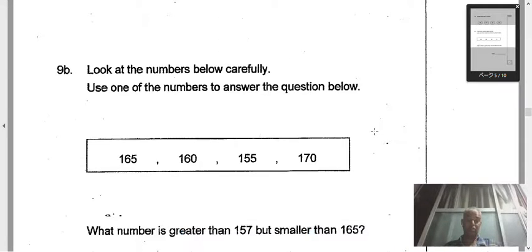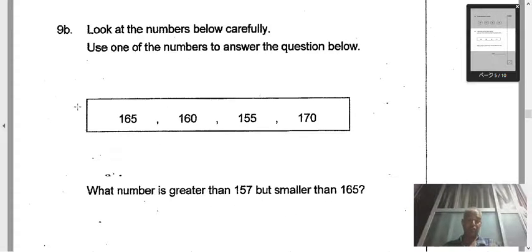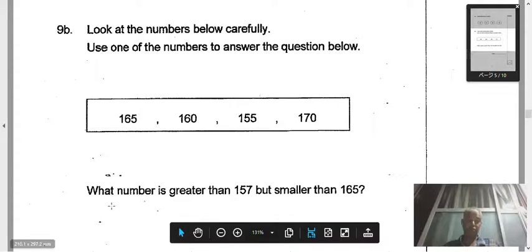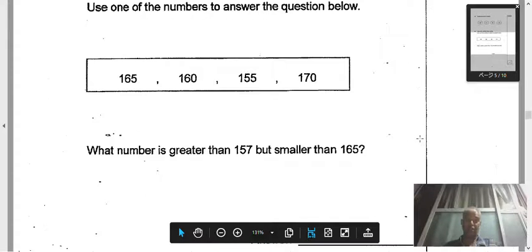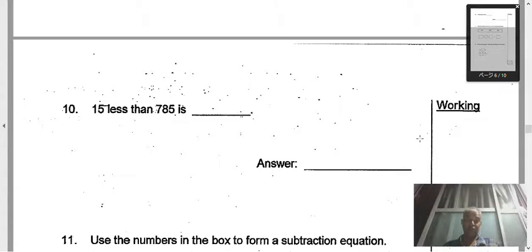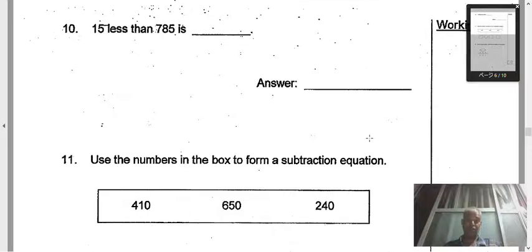Use one of the numbers to answer the question below. So these are the 4 numbers given, and the question says what number is greater than 157 but smaller than 165. So out of these 4 numbers you have to find out which one is greater than 157 and smaller than 165. It's an easy question, just for your understanding. Next is 15 less than 785 is how much?